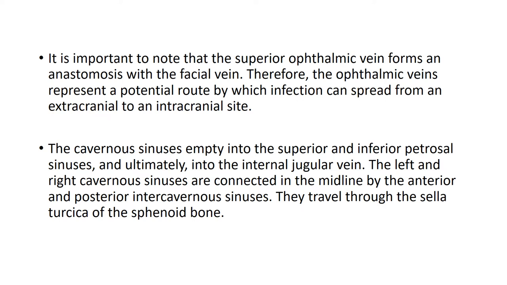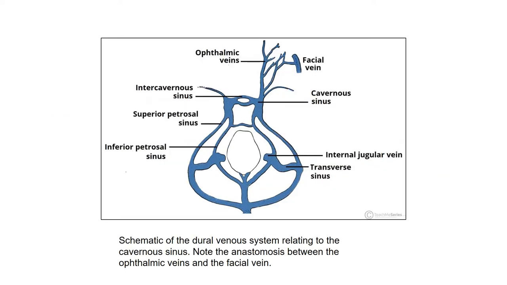So the cavernous sinus empties into the superior and inferior petrosal sinuses and ultimately into the internal jugular vein. The left and right cavernous sinuses are connected in the midline by the anterior and posterior intercavernous sinuses. So they travel through the sella turcica of the sphenoid bone.